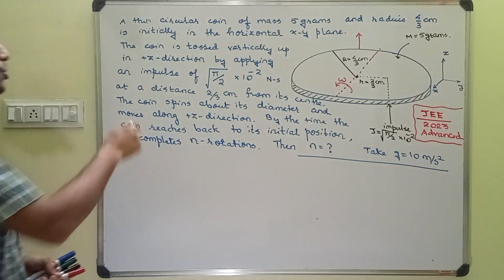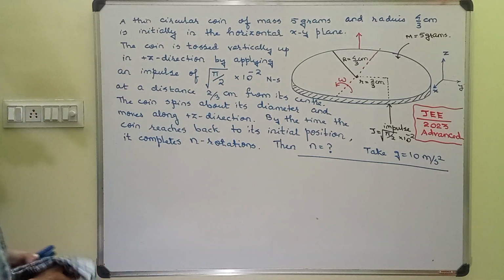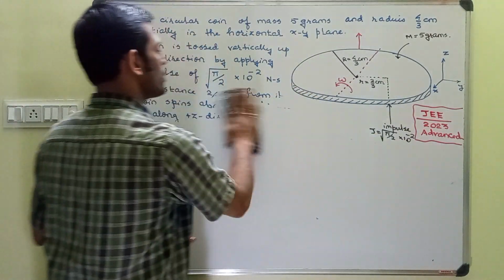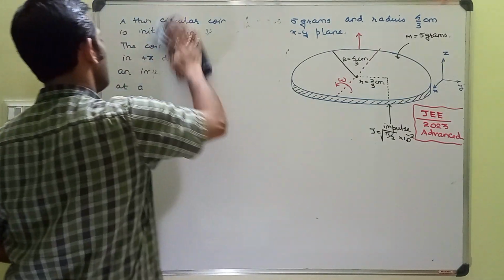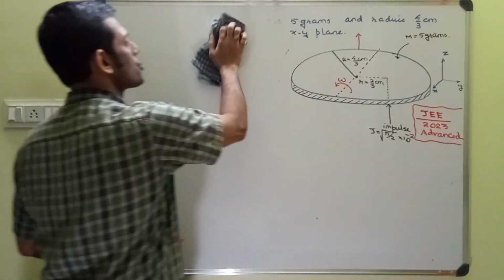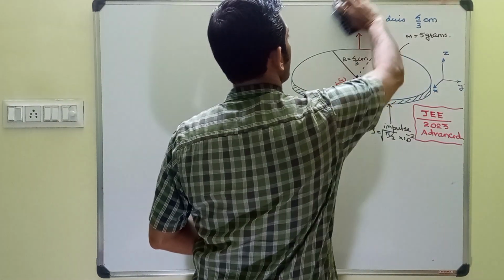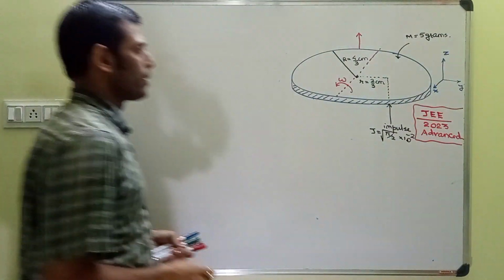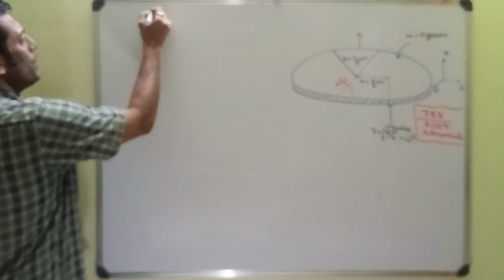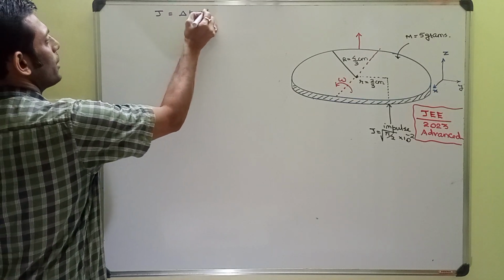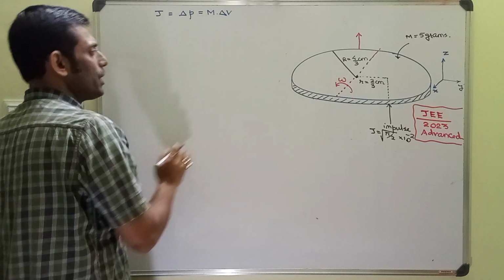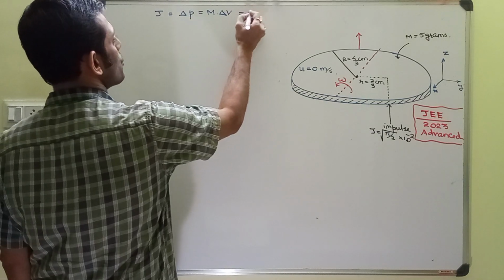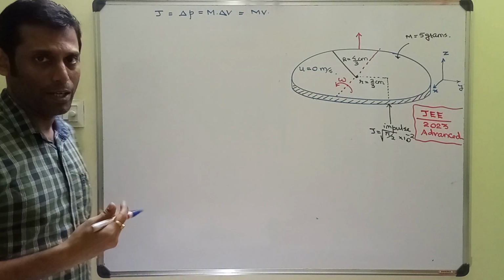Now by the time this coin reaches back to its initial position, it completes how many rotations? Given g is equal to 10. This is how we are going to solve this question. Let us say we are going to apply the impulse as a change in momentum. Now if I apply a change in momentum to this particular coin, then the J, which actually is a value of delta p, that means capital M into delta v. Now initial velocity of this was equal to 0 meter per second. So therefore this is going to result into simply an mv, a momentum value finally.